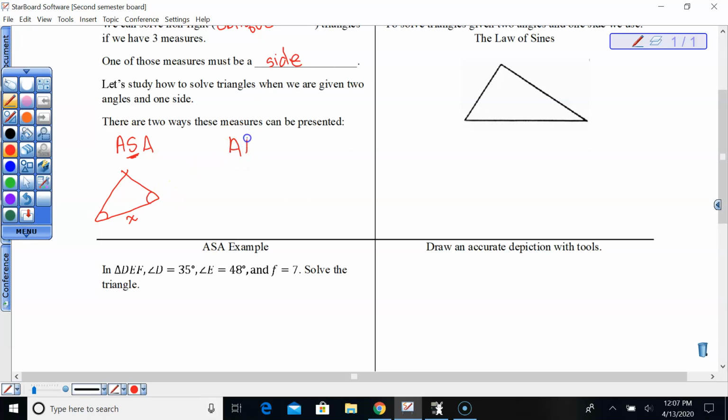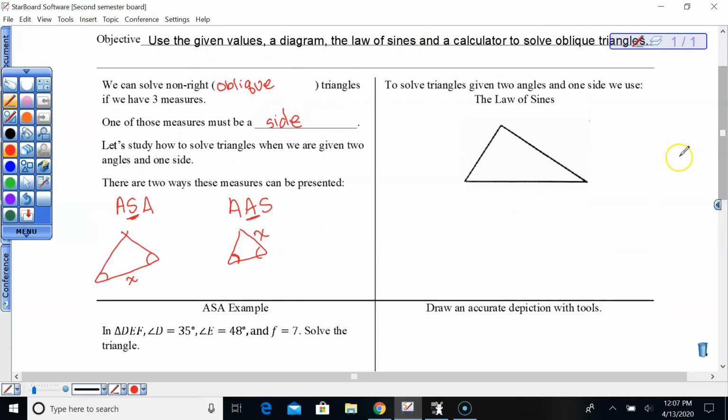Or the other way is angle, angle, side, where we have a triangle here, where we're given an angle and then we're given another angle and then a side that's on one side of the angle. So this angle here that's in the center of the name, angle, angle, side, is included between an angle measure that we're given and a side that we're given. So if these two situations are presented to you, then you can use the law of sines to solve the triangles. So what is the law of sines?